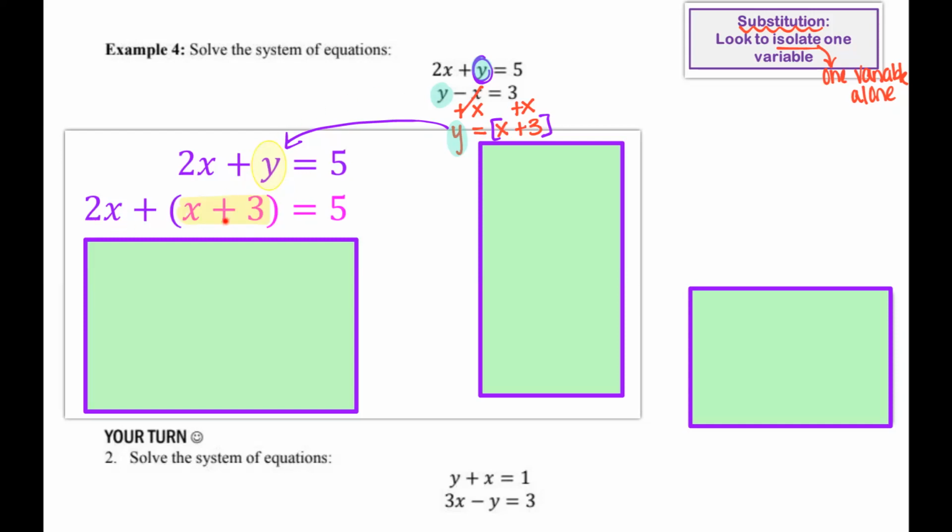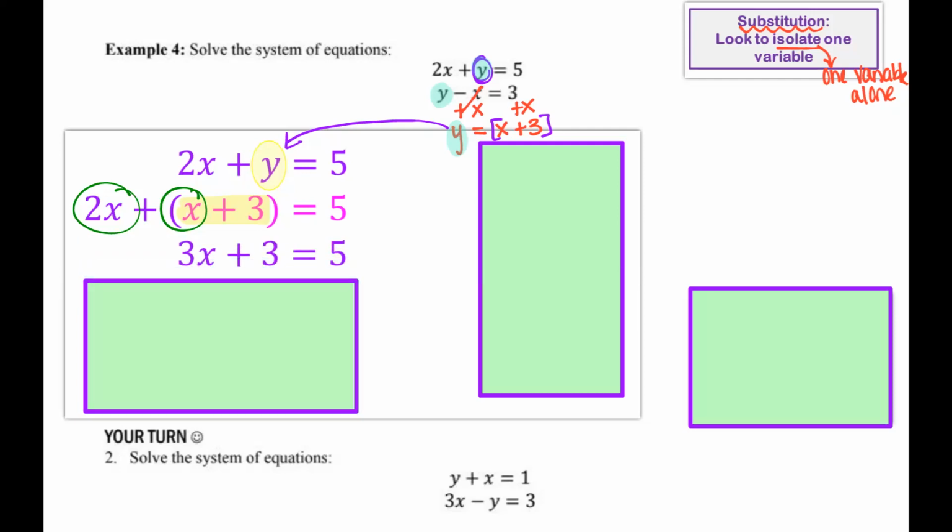Once we replace it, all my variables are the same. They're all x's, so I can simplify my expressions to get my x value. Here we're just adding. There's really nothing to distribute, nothing is going to change. So I can just combine the x and the 2x, and that's going to give us 3x plus 3 equals 5.